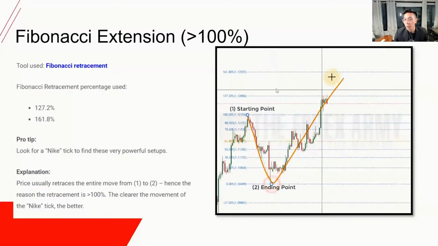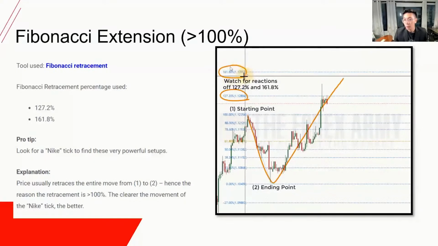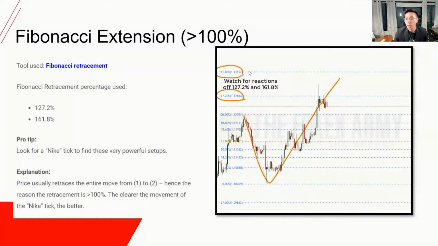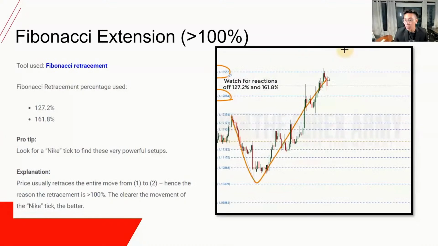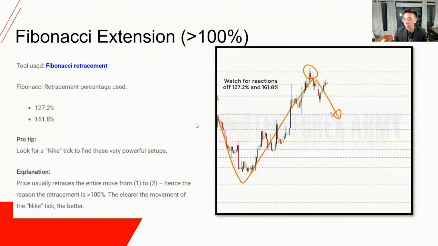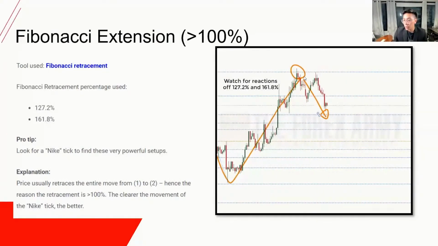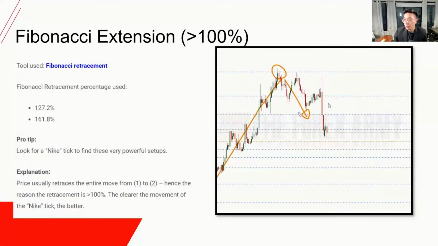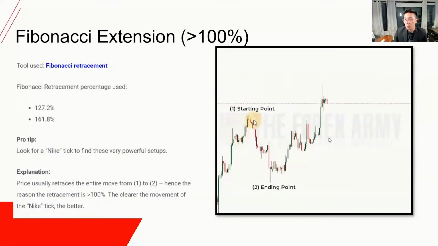All right, then price actually reacted off the 127.2 first, and then it broke past and reacted to the 161.8. So you can see, right, very nicely reacting there and then going downwards. Price reacted twice actually, and then came down and broke past all the way back to our midpoint.